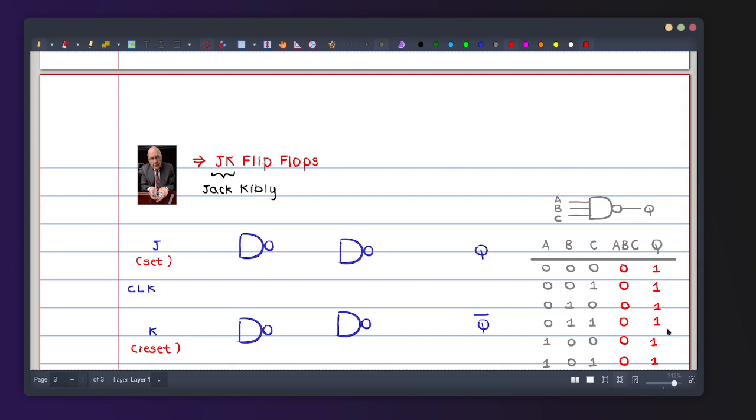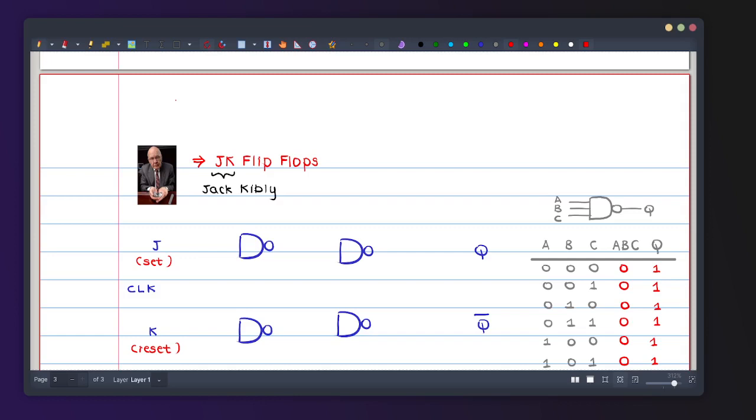Now, JK refers to Jack Kilby, an American electronic engineer and inventor, who was responsible for the invention of the JK flip-flop, and he was awarded the Nobel Prize partly for his contribution to the invention of the integrated circuit. So a lot of the computers that we use today are a direct result of his work. You see a picture of the gentleman on the left. That's Jack Kilby.